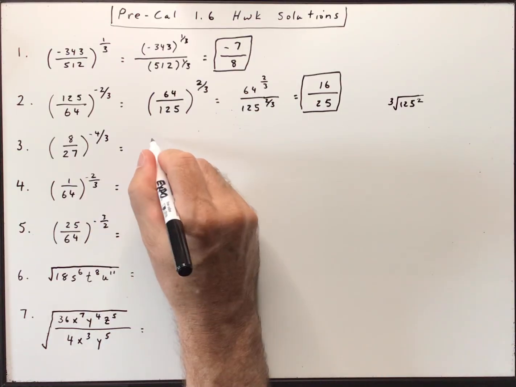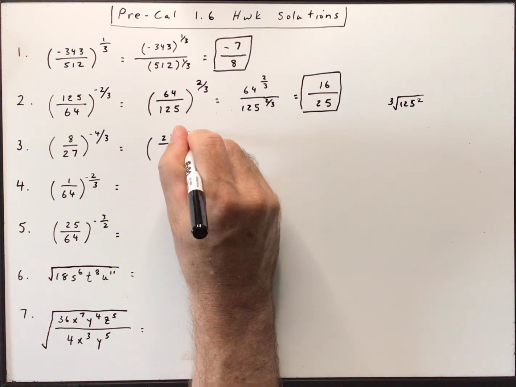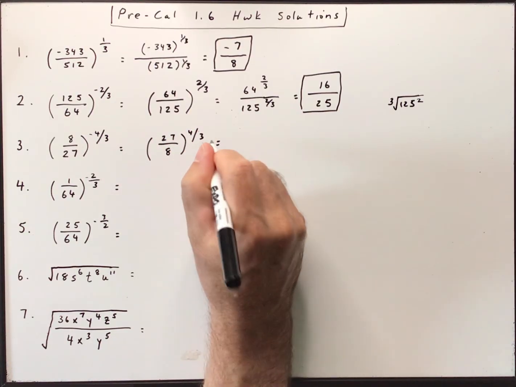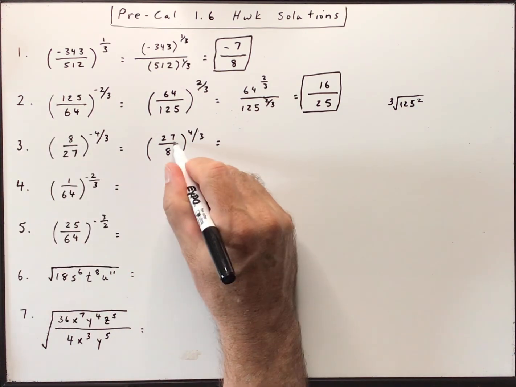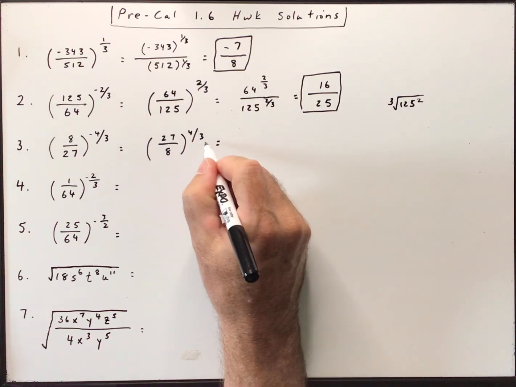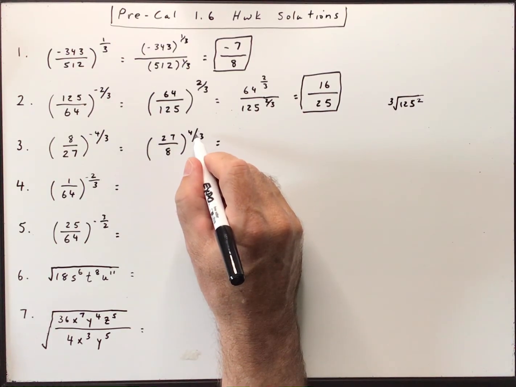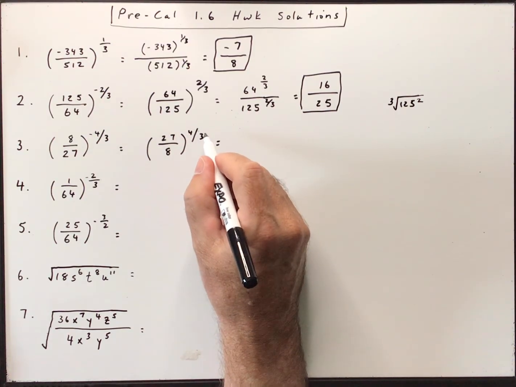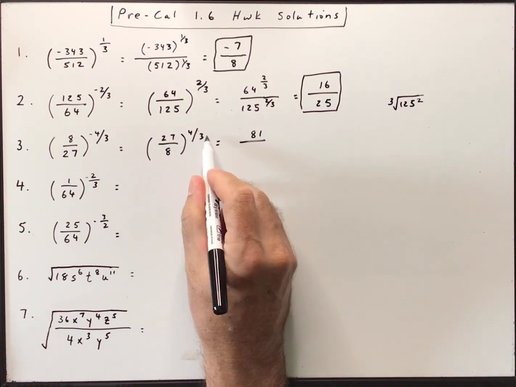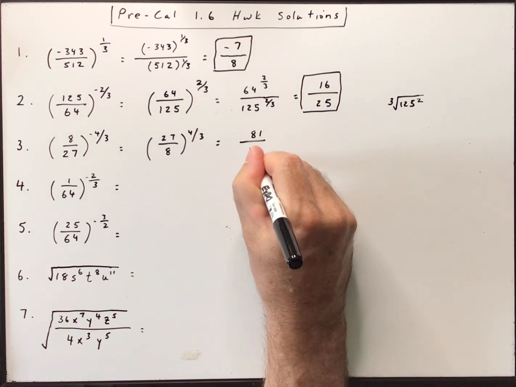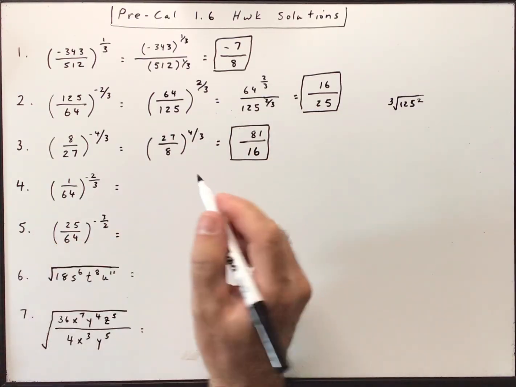All right, 8 over 27 to the negative 4/3. Let's rewrite that as 27 over 8 to the positive 4/3 power, and then 27. The cube root of 27 is 3. 3 times 3 times 3 is 27. 3 then to the 4th power, and of course you can put this in your calculator if you want, but 3 to the 4th power is 81. So the numerator is going to be 81. The cube root of 8 is 2. 2 to the 4th is 16. So if you're not able to do that in your head, you can just use your calculator, but it's good to be able to think through that.